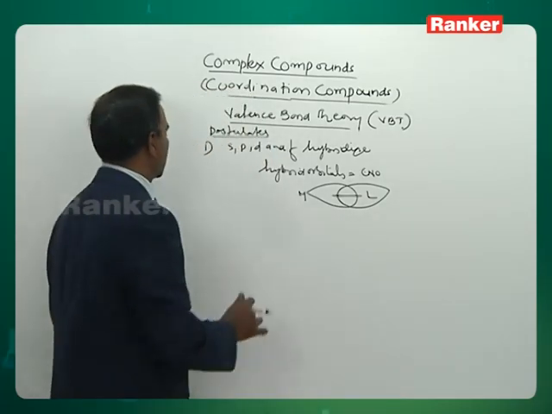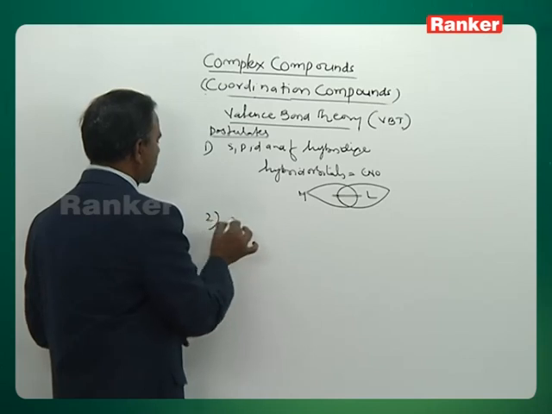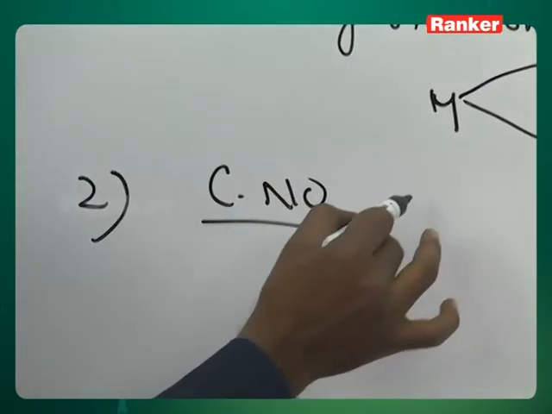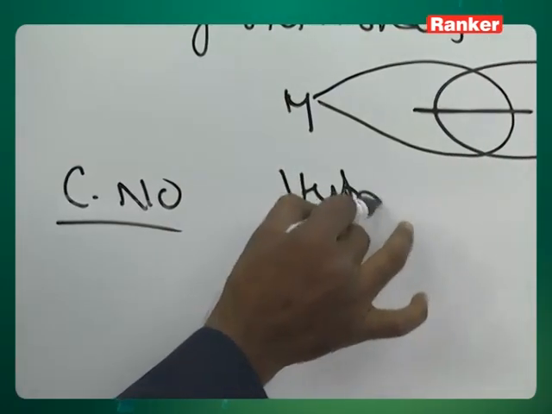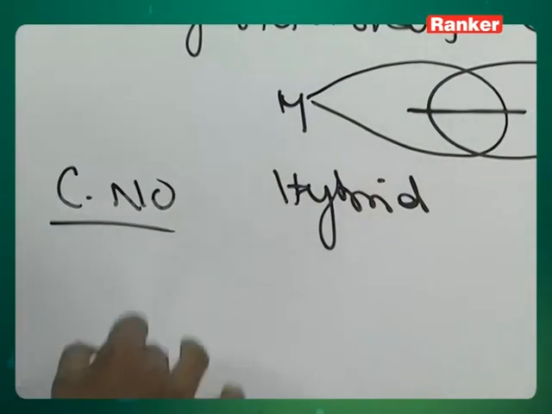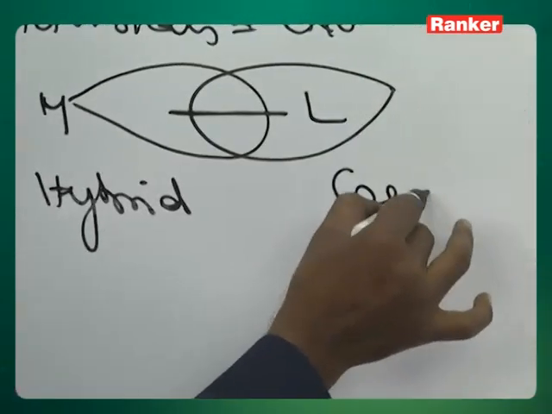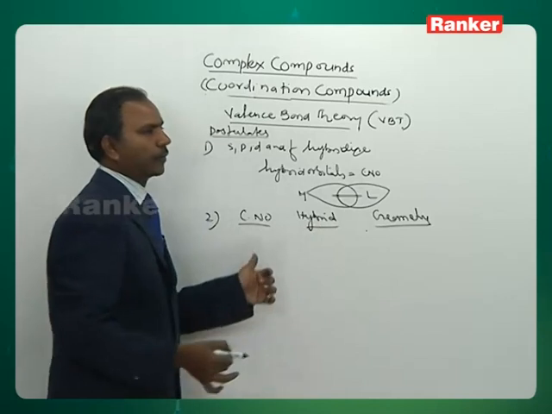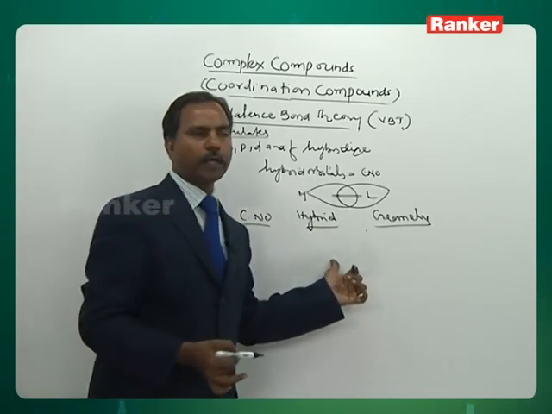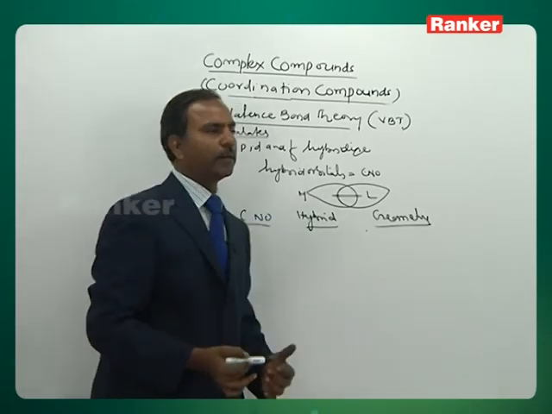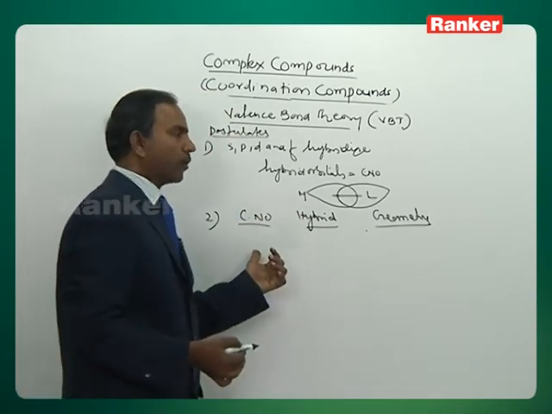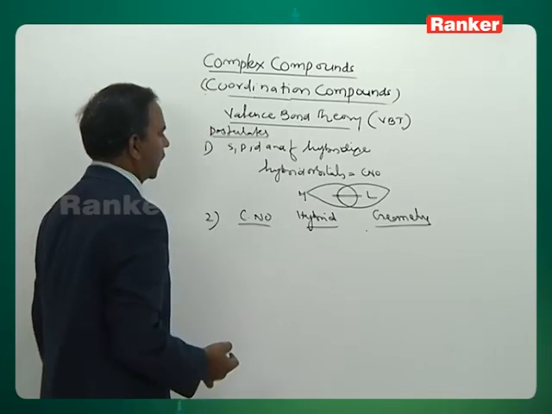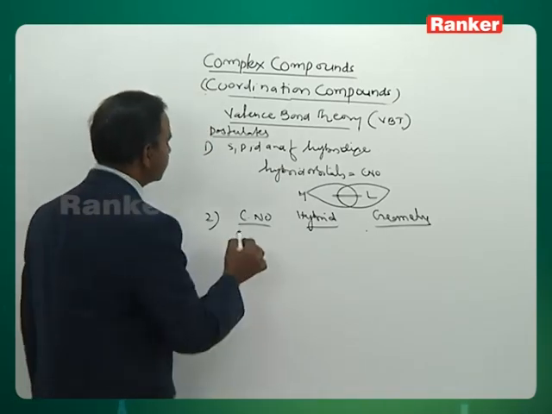Now, based on the coordination number and hybridization, we can decide the geometry. So a table is there: what is the coordination number, the hybridization, and the geometry? A small table is there. Let us make the same table now.